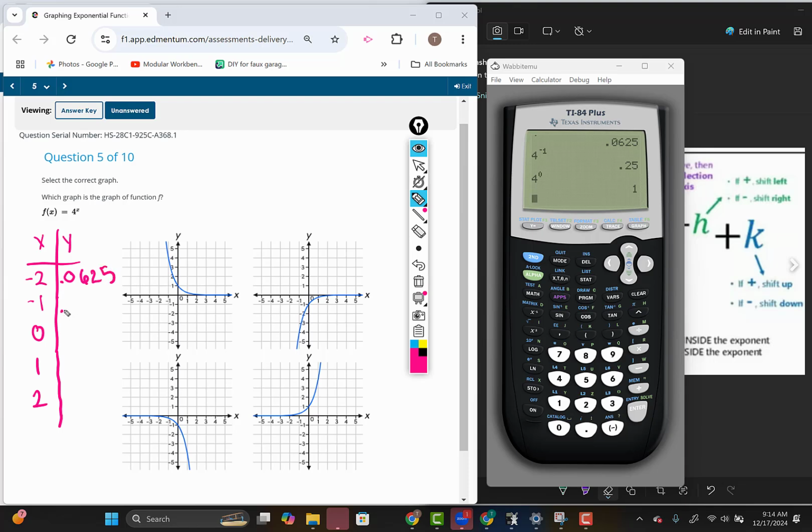0.0625. You could round that if you wanted to 0.06. It's 0.25. That's 1. We know 4 raised to the first power is just 4, and 4 raised to the second power is just 16.